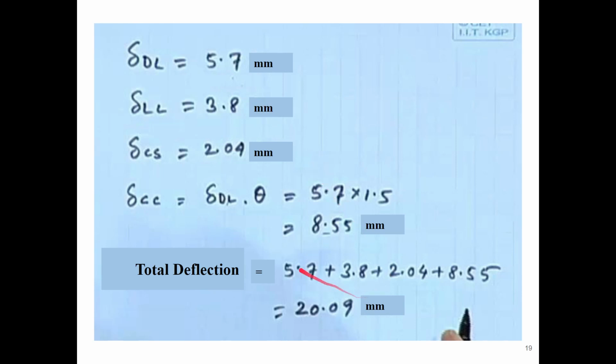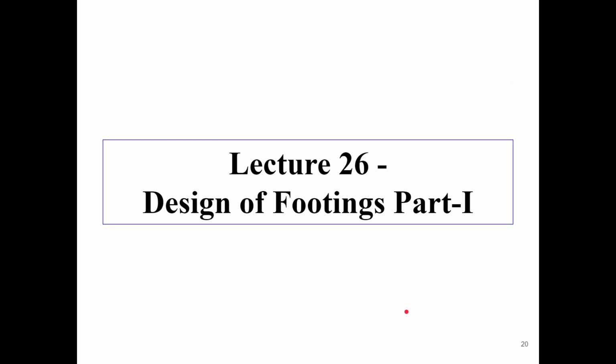Okay, so this comes out to be 5.7 plus 3.8 plus 2.04 plus 8.55, that comes out to be 20.09 millimeter. So this value has to be less than L by 350, right? So it should be less than L by 350 value. Okay, so that is the deflection limit.